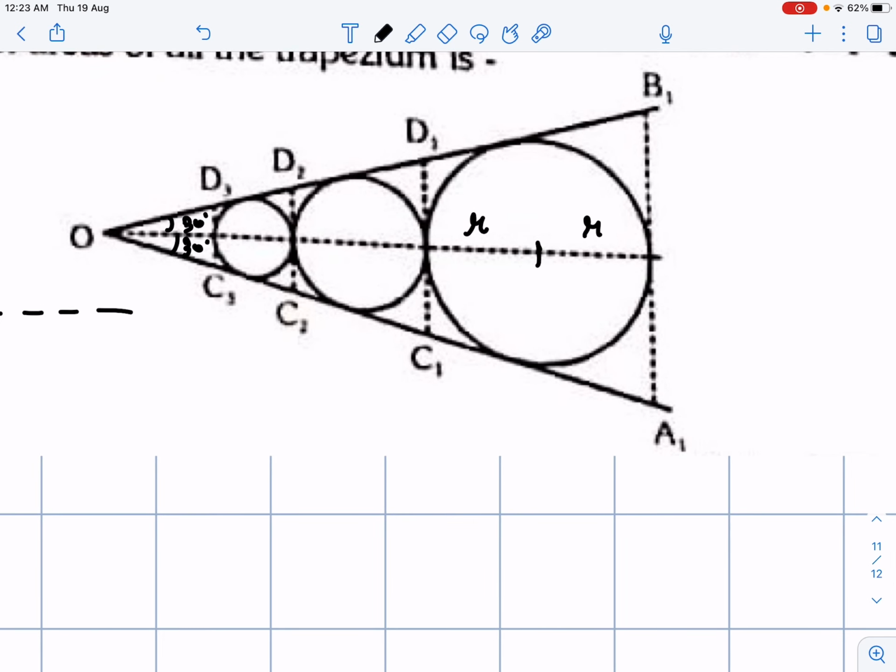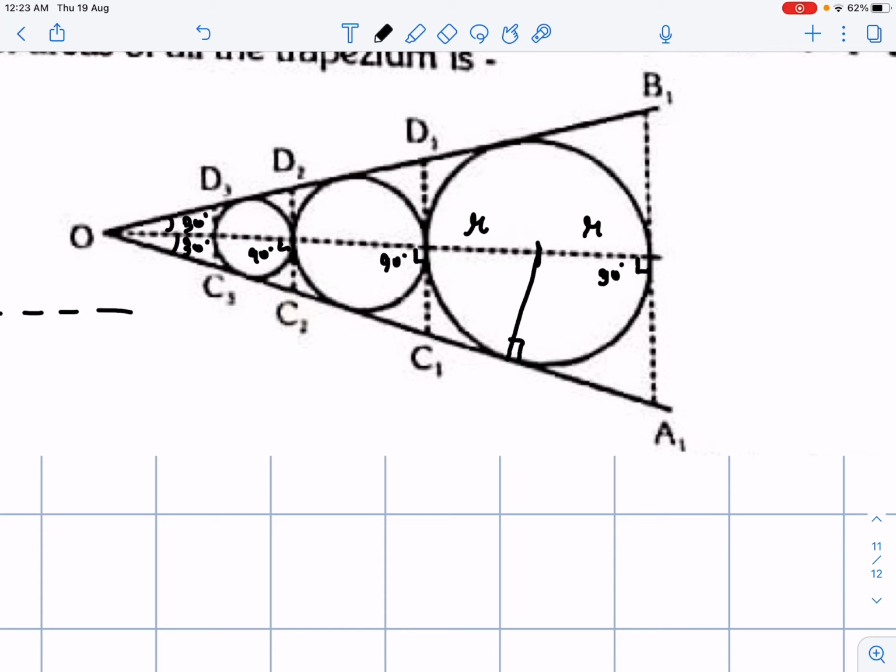So first and foremost thing, tangent will be perpendicular to radius. So this will be becoming 90. Even this will be becoming 90. Even this will be becoming 90. And again tangent is perpendicular to radius, so this will be becoming 90 degrees over here.